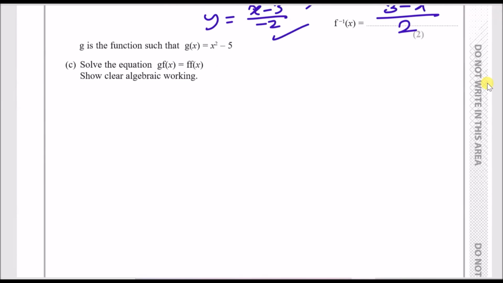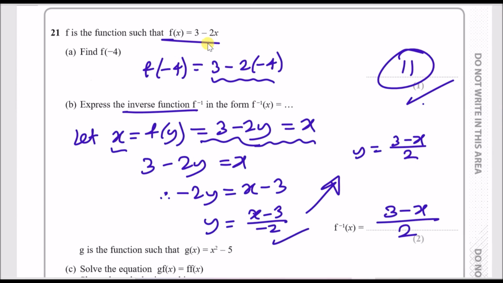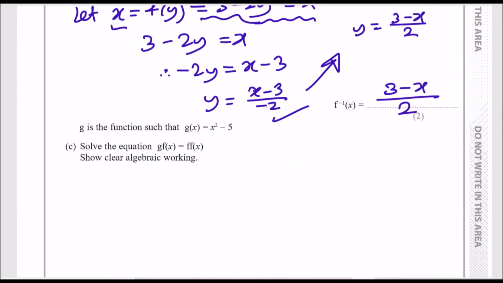All right, so guys, next part. g is the function such that g(x) equals x squared minus 5. All right, so that's a new function. We had f(x), now we got g(x). Solve the equation gf(x) equals ff(x). Show clear algebraic working.